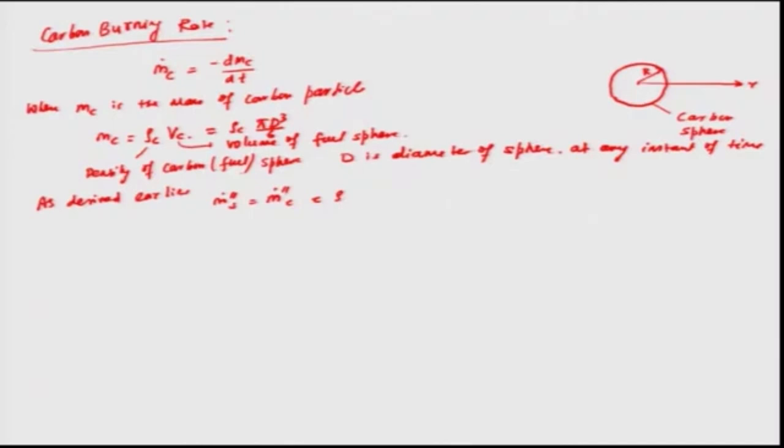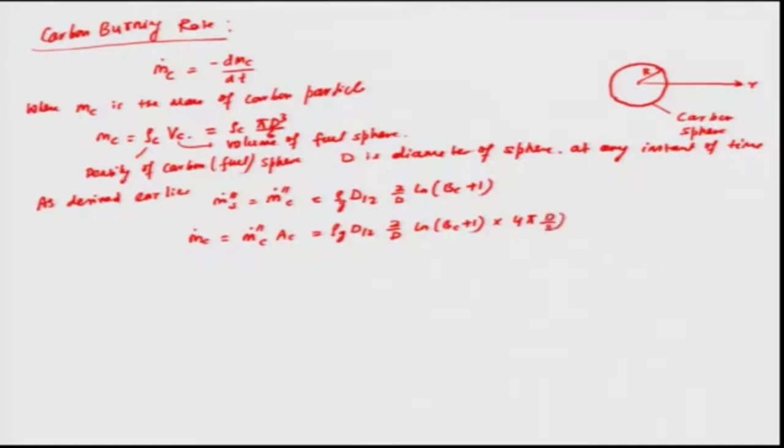I'm just trying to differentiate that this rho is nothing but your gas phase, and D12 is 2 by D ln, because R was there, in place of R I am writing 1 by R. So, therefore, 2 by D ln BC plus 1. Now if you look at m dot c, m dot c is nothing but your m dot c into AC, that is the carbon surface area, which is nothing but your rho g D12 and 2 by d ln BC plus 1 into area. Area will be basically 4 pi r square, it is d by 2 whole square.